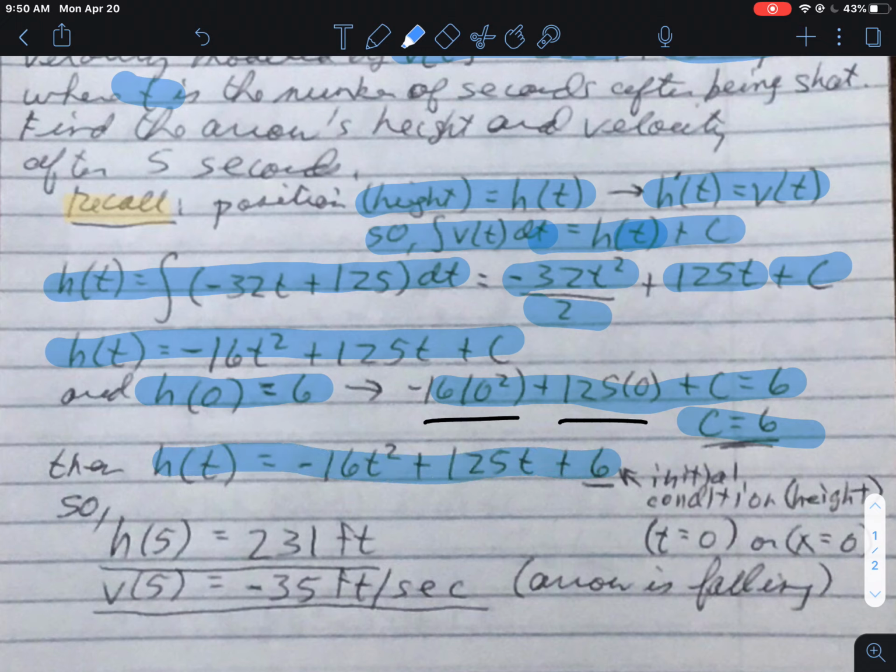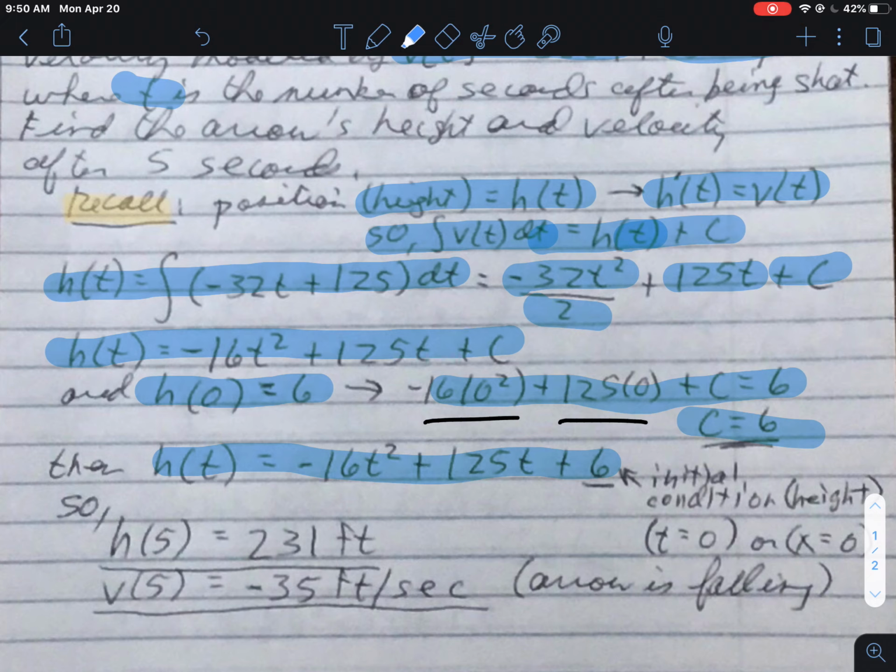Now, if you plug 5 into velocity, v of 5, you actually get negative 35 feet per second. That's just using, again, the velocity function that we were given initially, the negative 32t plus 125. Now, what does it mean for the velocity to be negative? Remember, the velocity is the derivative of your height, so it gives you the rate of change in the height function. Remember, that's what your derivative tells you.